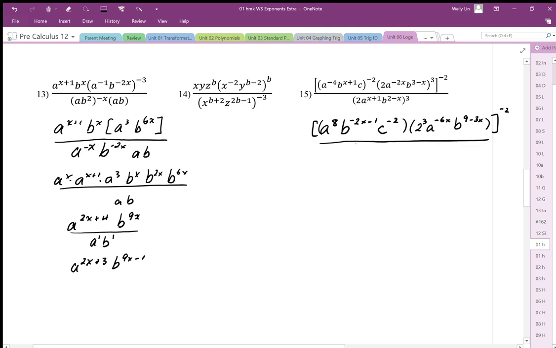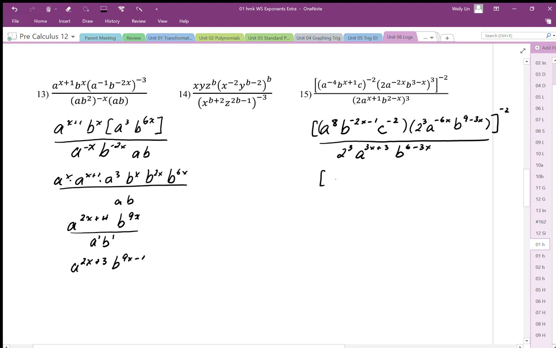In the denominator, we're going to end up with 2 to the power 3, a to the power, so we multiply, 3x plus 3, b to the power 6 minus 3x. I'm going to combine the terms in the inside and then apply that negative power on the outside, so I'm going to keep those square brackets.